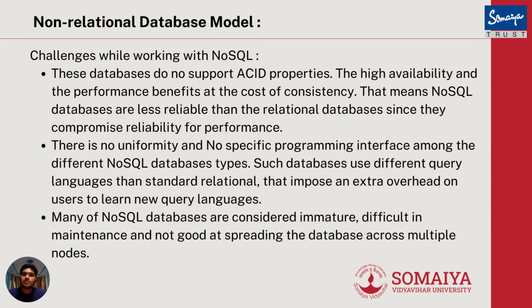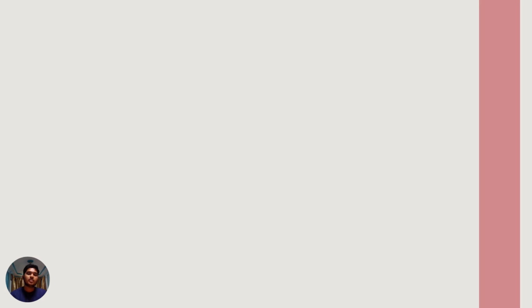So there are a few challenges while working with NoSQL. It's not like it is completely problem free. So the challenges are that these databases do not support ACID properties. That means NoSQL databases are less reliable than relational databases since they compromise reliability for efficiency or performance. So there is no uniformity and no specific programming interface among different NoSQL database types. Many NoSQL databases are considered immature, difficult to maintain, and not good at spreading databases across multiple nodes.